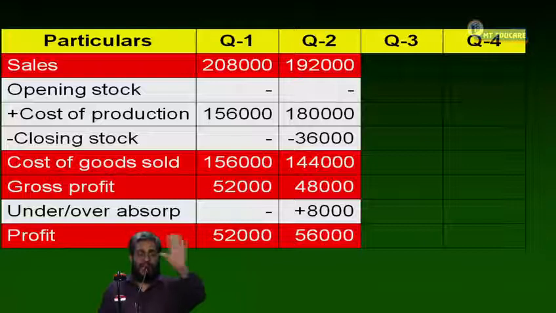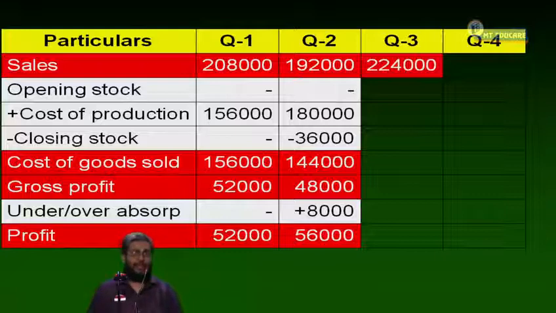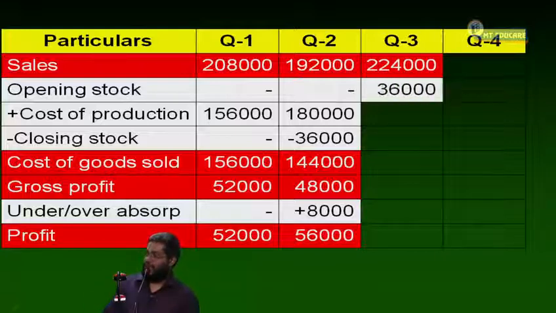28,000. And how much the base? 8 rupees. 28,000 into 8 gives how much sales? 2,24,000. What is the opening stock? 36,000. Closing becomes opening, 36,000.